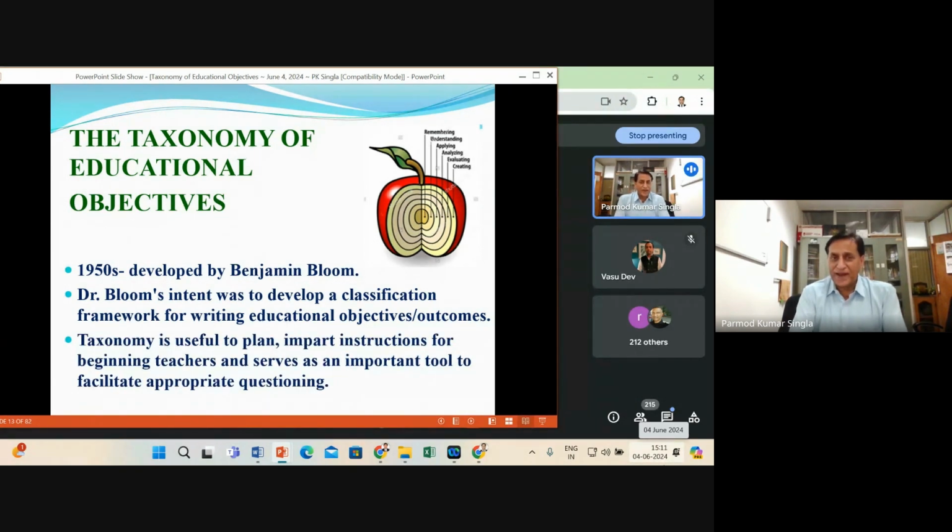Taxonomy is useful to plan, impart instructions, and also a tool to facilitate appropriate questioning, especially for fresh teachers. I will share with you some of my own personal examples on this. Before understanding the taxonomy, I was setting up question papers. After understanding the taxonomy very well from my teachers, I wrote a table of specification. This topic is not covering table of specifications, but most of the teachers, or rather all the teachers, must know how to write the table of specifications. My quality of the questions, the items which I wrote for the question paper, they changed. They changed drastically.